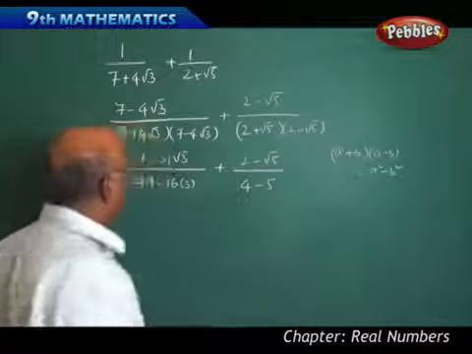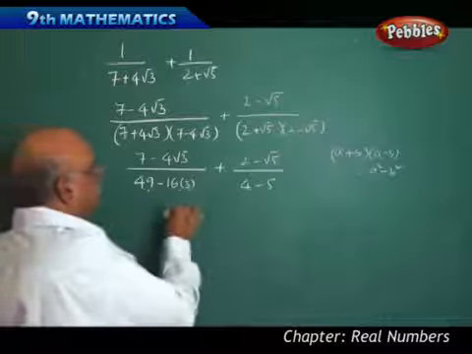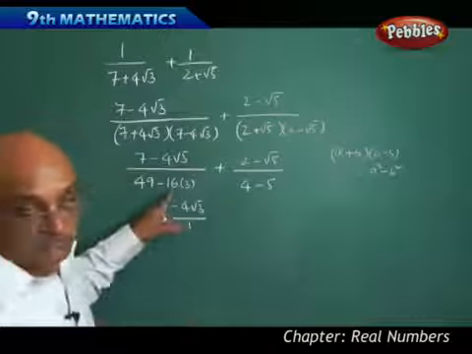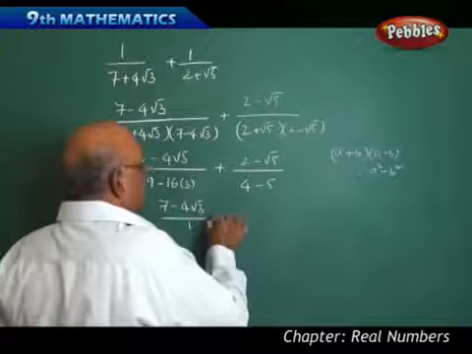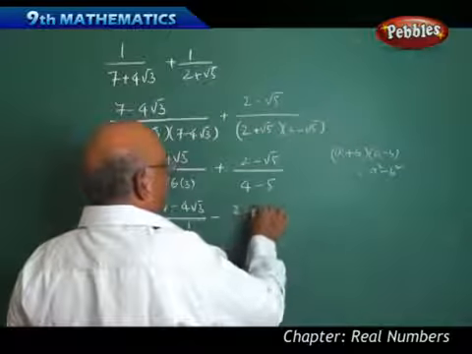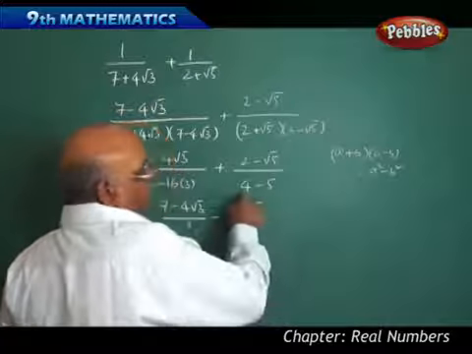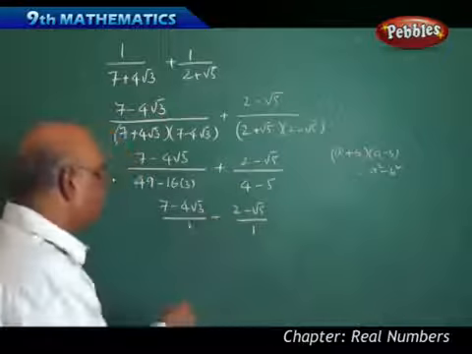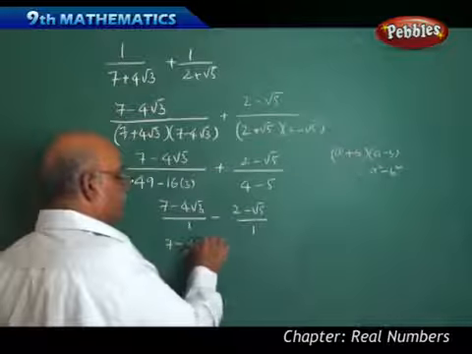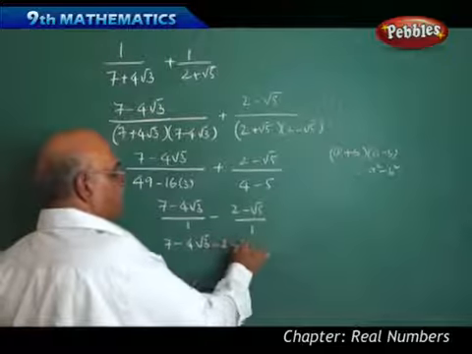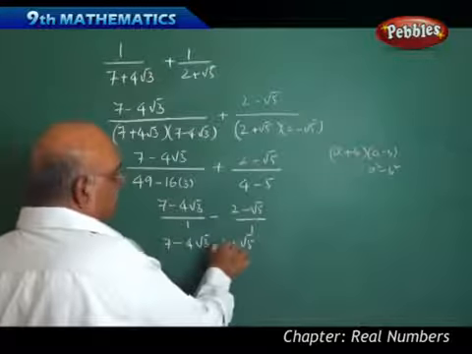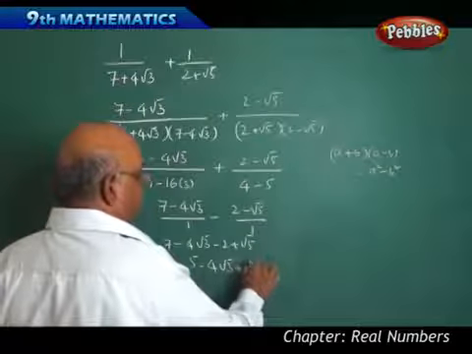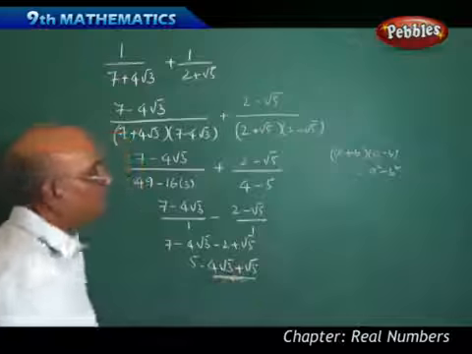minus 5, which you can write in the form of 7 minus 4 root 3 divided by 1, because 49 minus 48 is 1, minus 2 minus root 5 by 1, because minus 1 I am getting, I am cancelling with plus, so that I am able to get minus. This you can write as 7 minus 4 root 3 minus 2 plus root 5, which you can call as 7 minus 2 is 5 minus 4 root 3 plus root 5, is the answer for this problem.